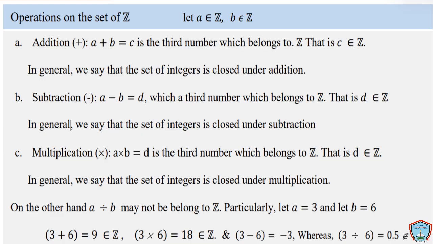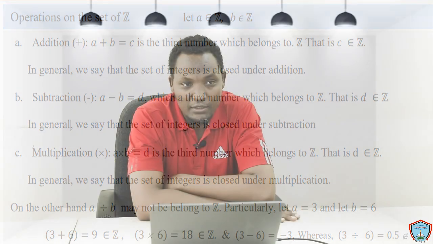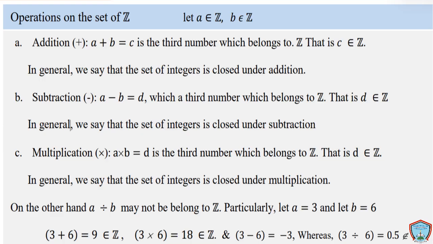Next, let us examine the basic operations on integers. Addition, subtraction, and multiplication are all closed operations on the set of integers. This means that whenever we add, subtract, or multiply two integers, the result is always another integer. For example, 4 plus negative 7 equals negative 3, and negative 5 multiplied by 2 equals negative 10. Both results remain in the set of integers.